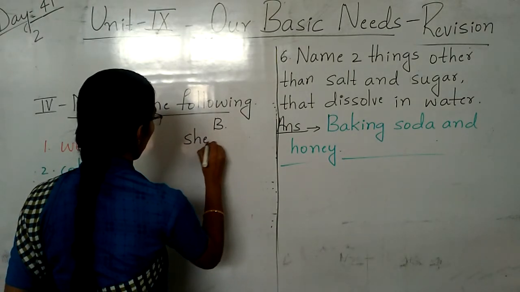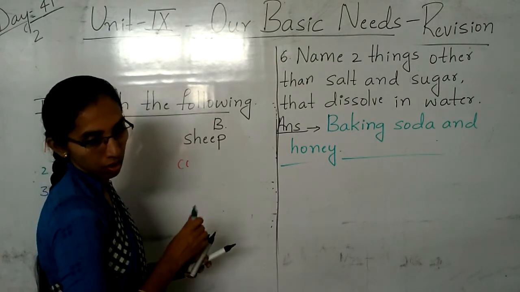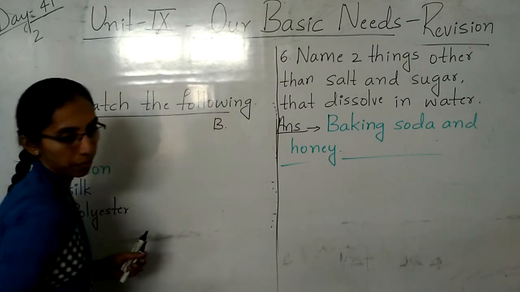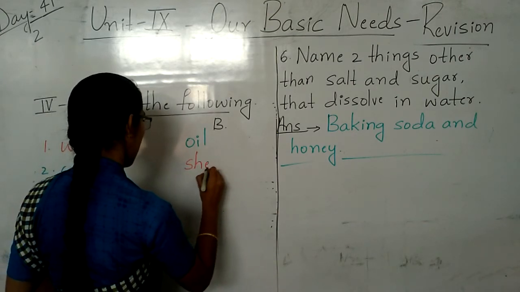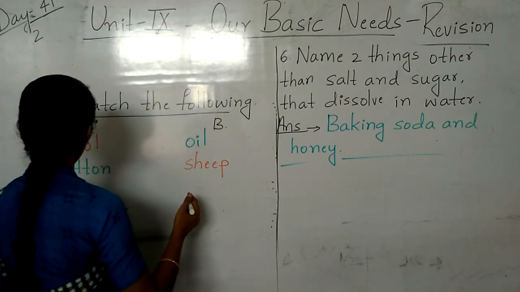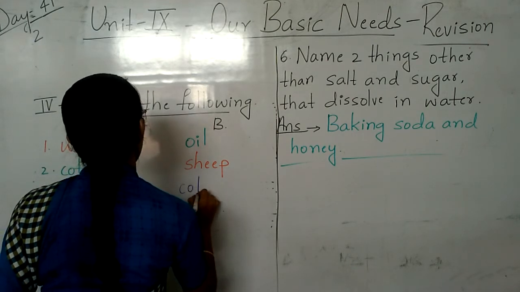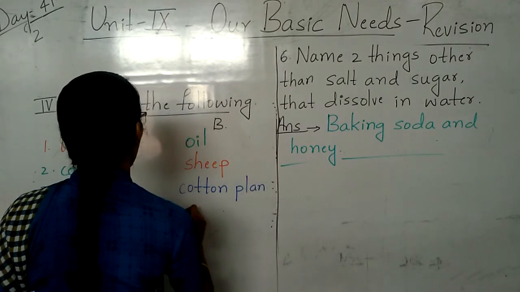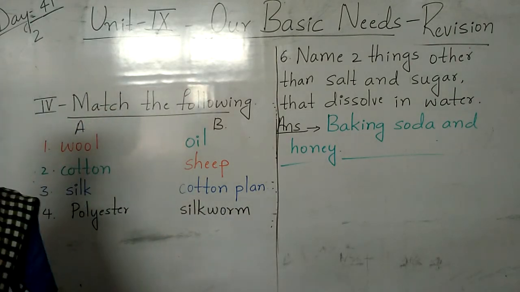Here, sheep, oil, sheep, then cotton plant, and the last one is silk. So now we'll match these all the things.